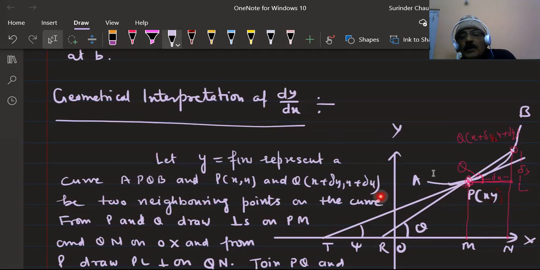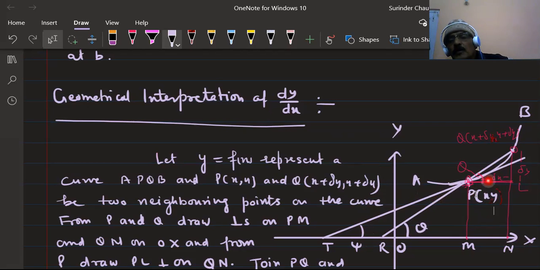From P, draw PM perpendicular to the x-axis and QN perpendicular to the x-axis, and from P draw PL perpendicular to NQ. Join the chord PQ and produce it to meet the x-axis at R, and at P draw the tangent PT which meets the x-axis at T. The chord PQ makes angle theta with the positive x-axis, and the tangent at P makes angle psi with the positive x-axis.